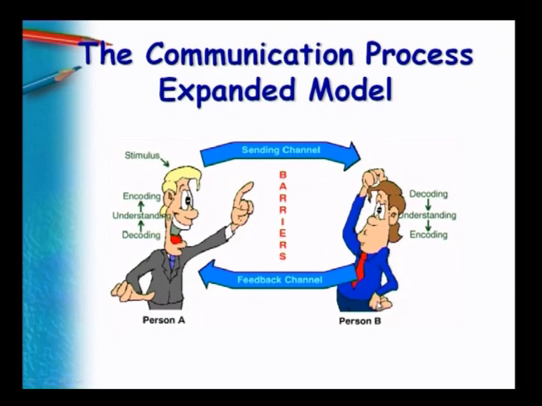Now, if the communication circuit is likely to take place without any problem, then he will be stimulated to give some message, he may encode, and then he sends that through a channel, and then this person decodes, understands, and then encodes again, and then gives the feedback. Now, this circular thing should happen spontaneously without any problem, but in between there are barriers.